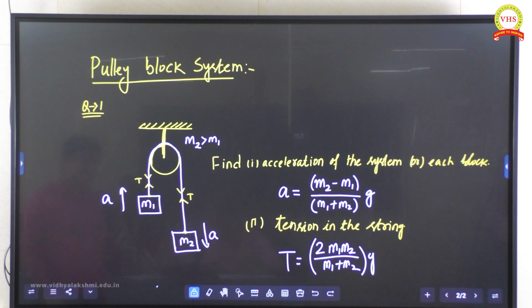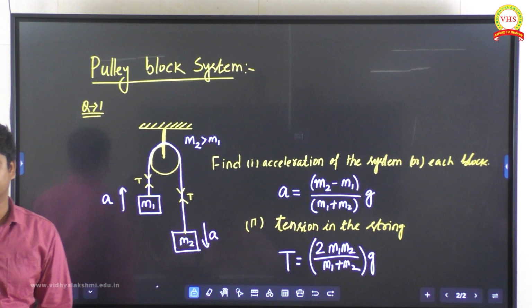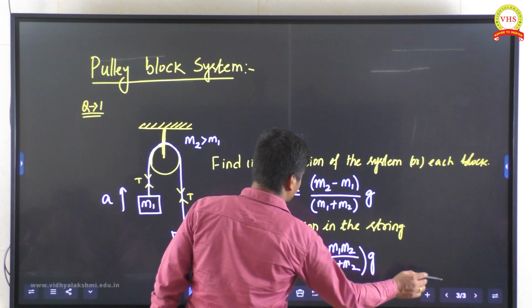Small g is acceleration due to gravity. T is tension in the string. So the acceleration shortcut formula, remember, always do like this: heavy mass M2 minus light mass M1, divided by addition of the masses, into g. Similarly, for tension, 2 times the product of the masses divided by the addition of the masses, into g. Okay, this idea remember. Now next listen all of you.